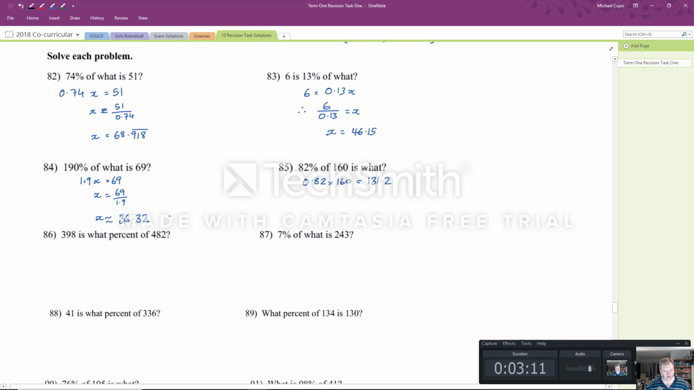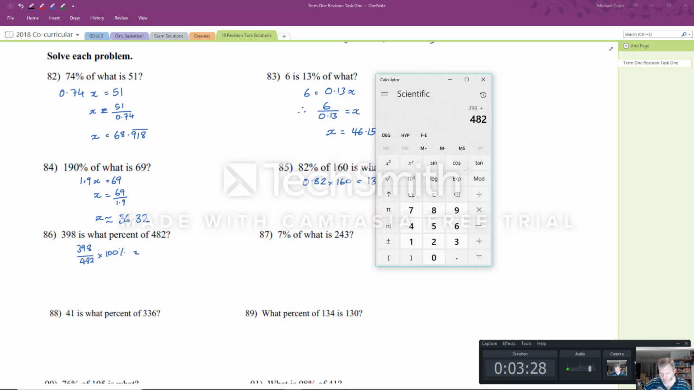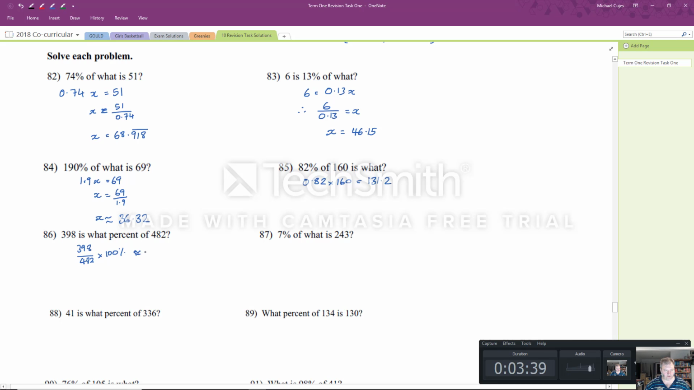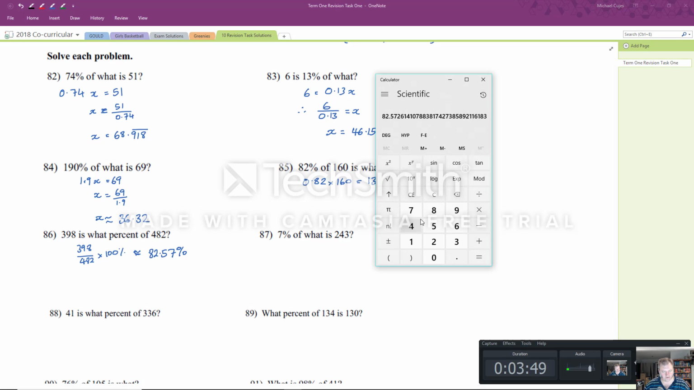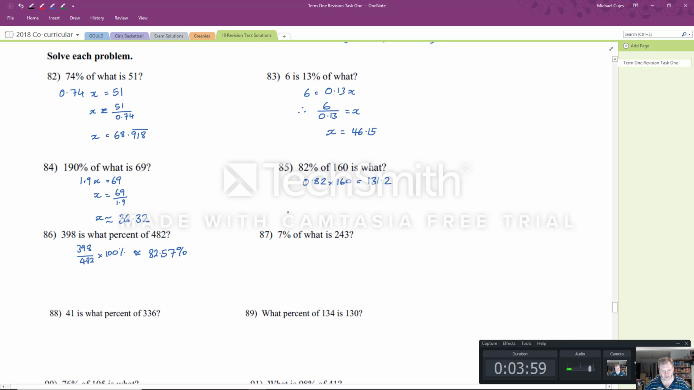398 is what percent of 482? So how do I find that as a percentage? It's 398 out of 482, and you multiply it by 100 and stick a percent sign after it. 398 divided by 482. So I haven't multiplied it by 100. Let's do that for you just to make it easier. 82.57, approximately equal to 82.57%. Let's do it again. 398 divided by 482. 82.57 is correct.